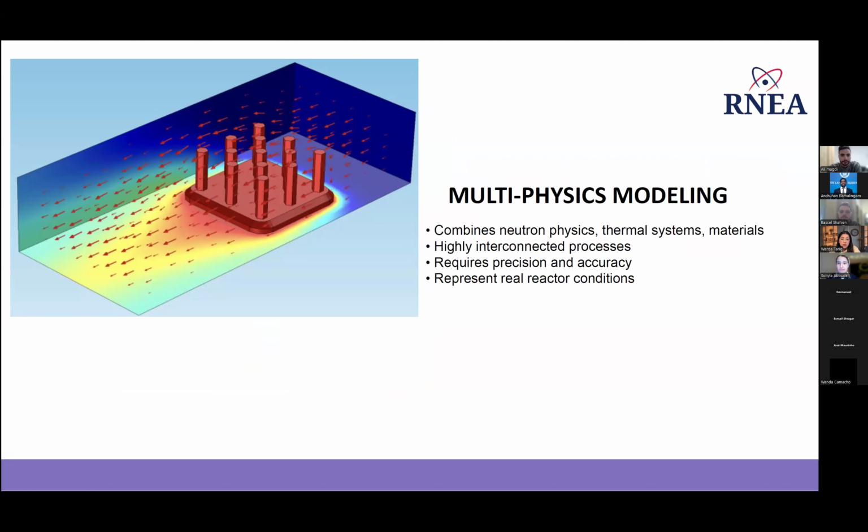I will now tell you about multi-physics modeling in more depth. These processes are not separate, they influence each other continuously. For example, if temperature changes, it can affect material properties, and material changes can also affect neutron behavior. Because everything is interconnected, the model must be very accurate. Even a small error can affect the whole simulation result. That is why nuclear simulation is not simple. It must represent real reactor conditions as closely as possible. This is also one of the reasons why traditional methods become computationally heavy and complex.